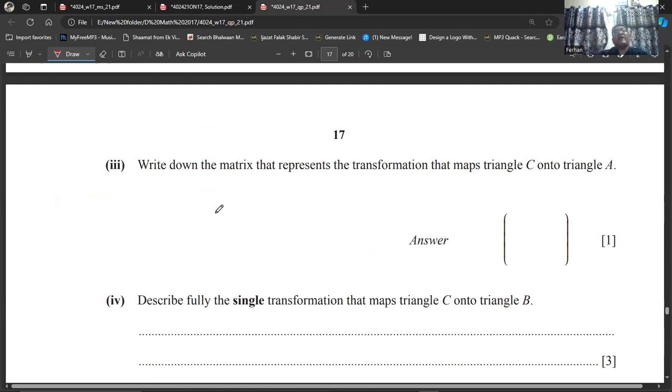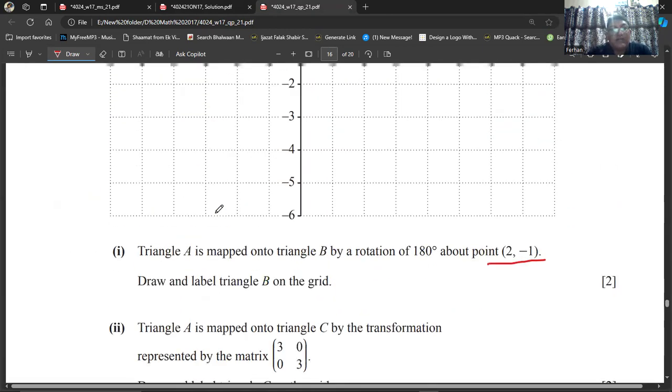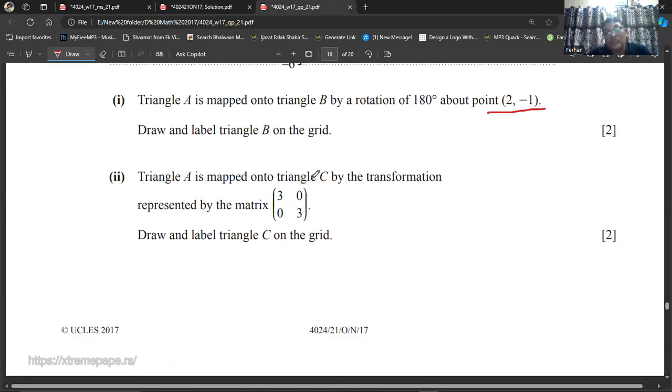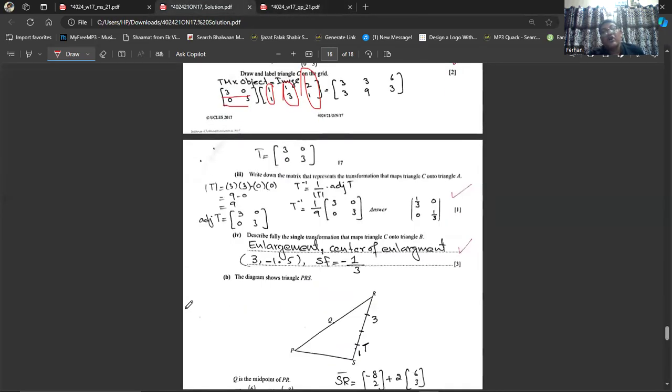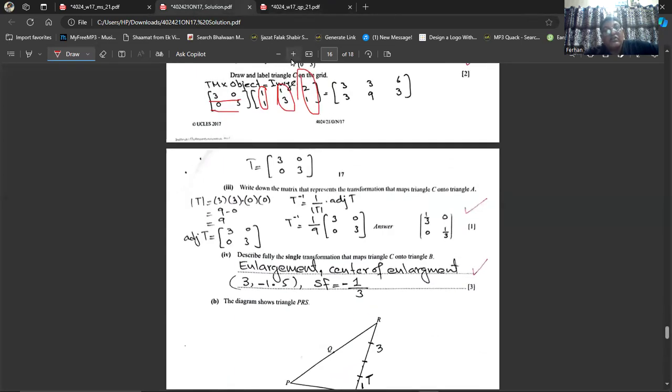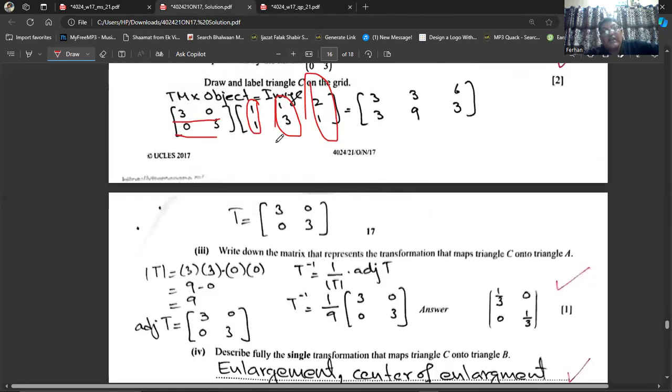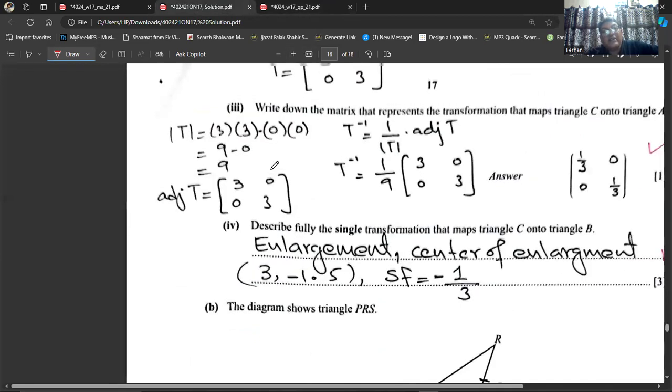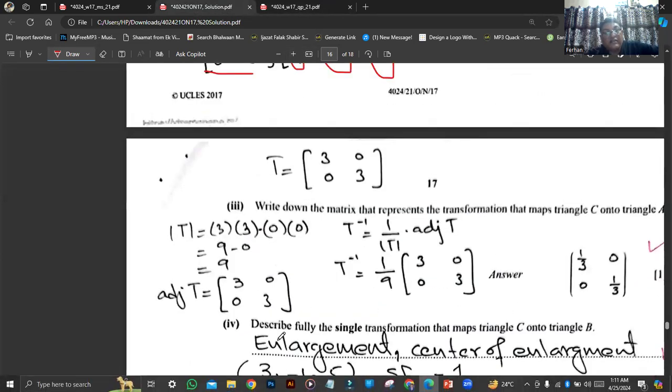He says write down the matrix that represents the transformation that maps the triangle C onto triangle A. We know the matrix that maps A onto C. We want that matrix which transforms C onto A. So I will find the inverse of this matrix. So how you find the transformation matrix here is (3, 0, 0, 3).